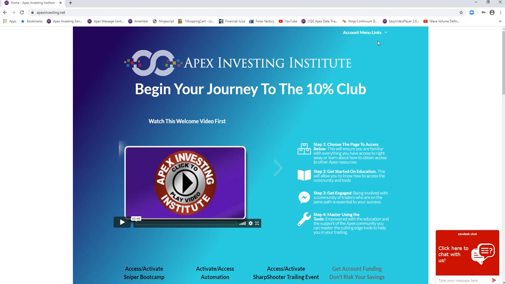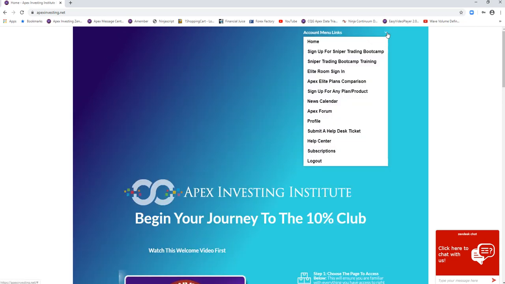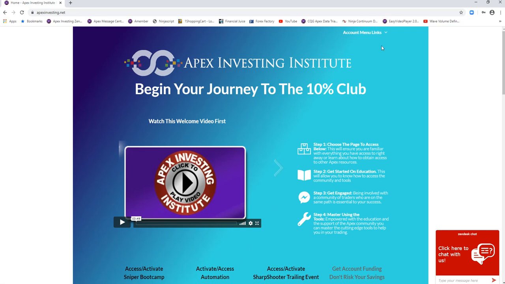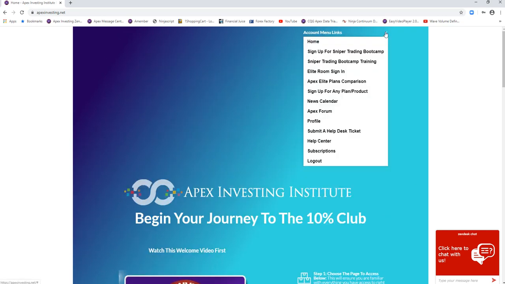know here. Up under your account menus link, you can go here to see your profile. You can go here to sign up for different memberships that you want, or you can go right here to submit a help desk ticket. Okay, there's also the chat down here. So if you have a question about the site or your membership or something like that, you can go and submit a help desk ticket.